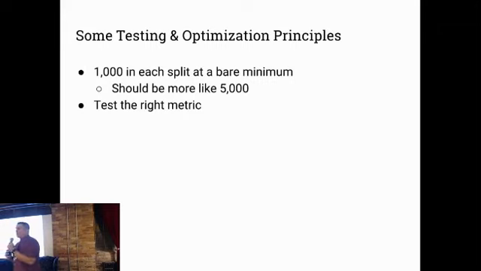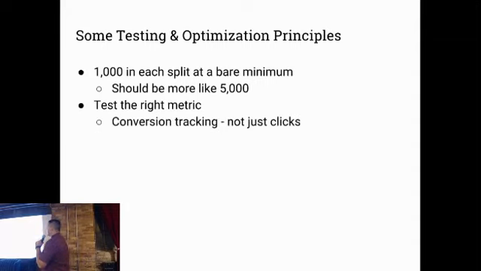Test the right metric. If your goal is donations, then you should not care about open rates. You should not necessarily care about click rates. It's about donation conversion rates, because often the email that converts best might have a lower open and a lower click, but it has higher donations. So test the right metric, focus on conversion.